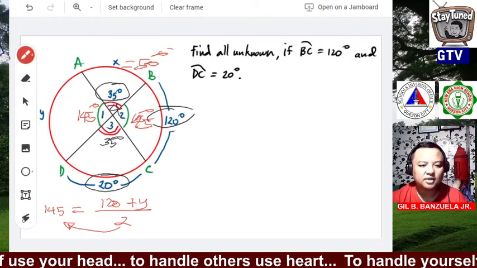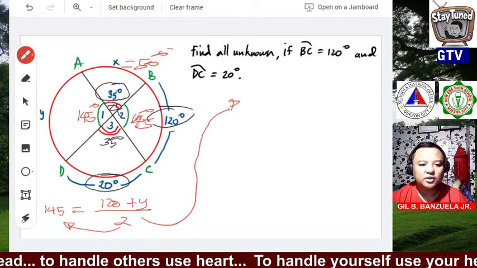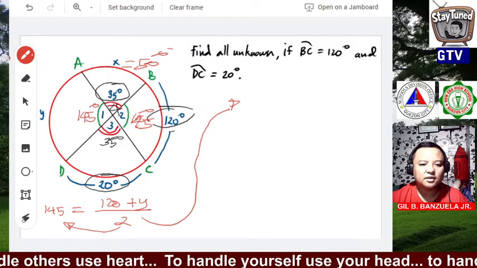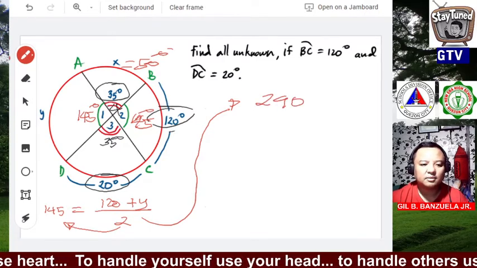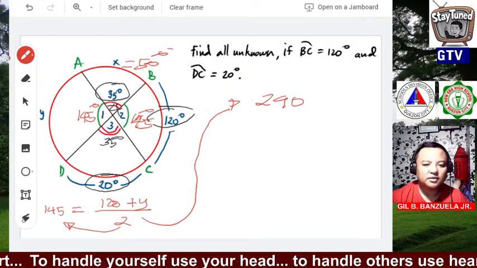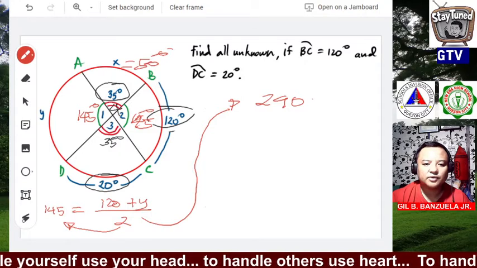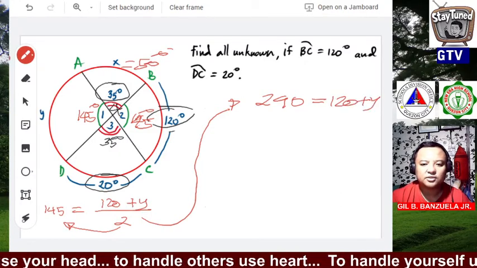So, let's go back, guys. Let's multiply: 145 times 2, that is 290. Right? Is that correct? 45 plus 45 is 90, 2 times 1 is 200. So, 290 equals 120 plus y.